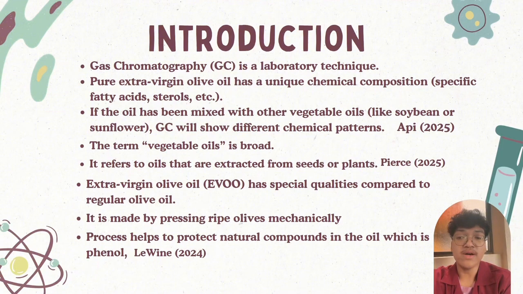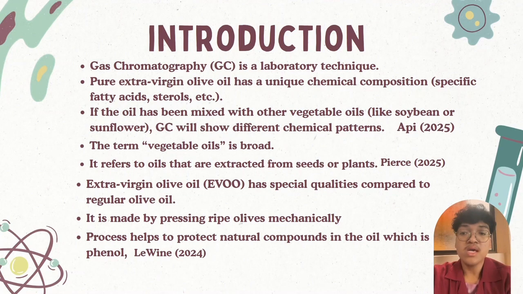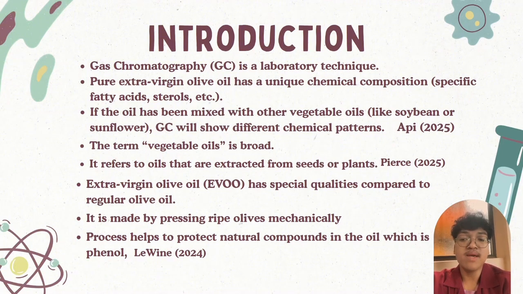Because vegetable oil, broadly defined as oils extracted from seeds or plants, produces a distinct chemical pattern. EVOO is made by mechanically pressing ripe olives, and this careful process helps preserve its special qualities compared to regular olive oil, particularly its natural phenolic compounds, which contribute to its quality, stability, and health benefits.